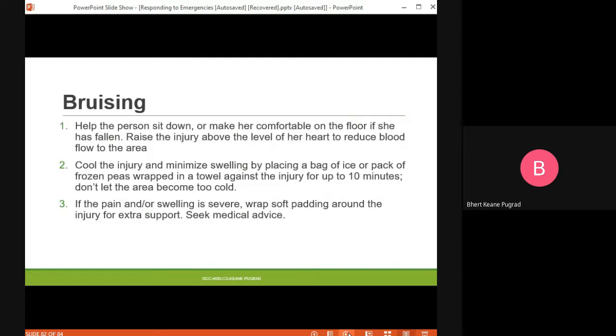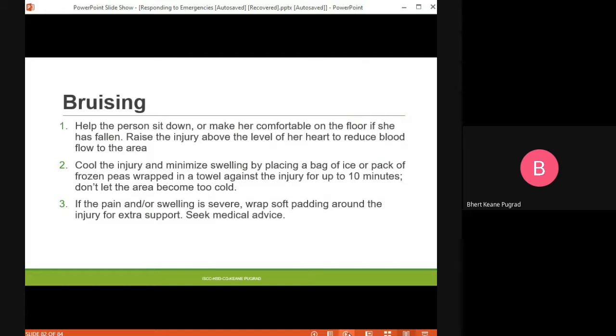Next is your bruising. Kasi bruising is pantal. When you say bruise, it is your pantal. So, kapag tayo nauntog, kapag tayo nasugatan, pwedeng magpantal yung mga area na yun. So, ano yung gagawin natin?